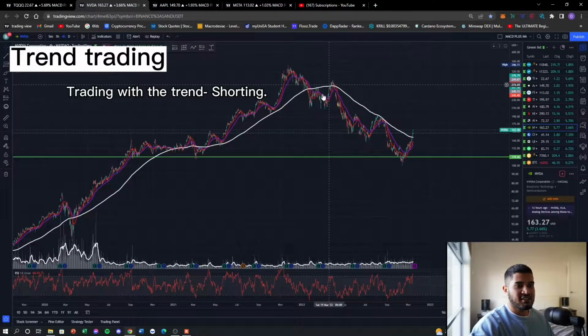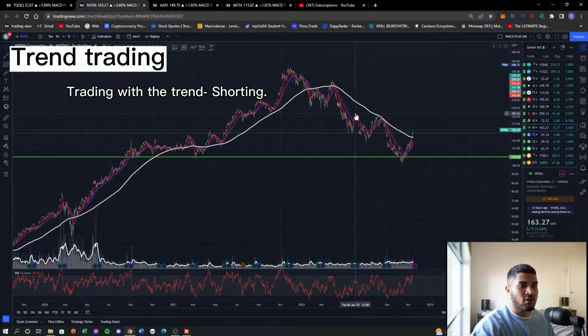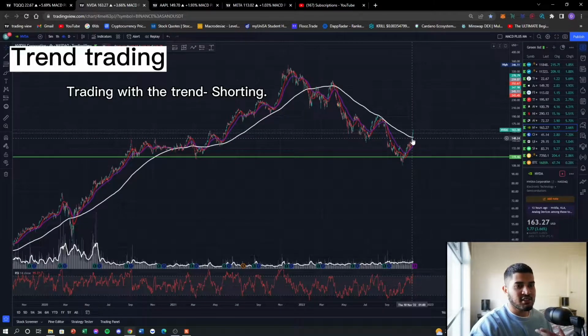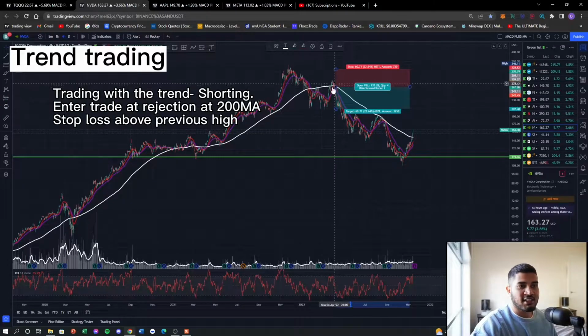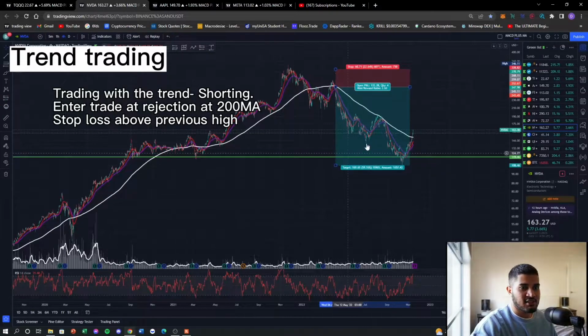We can clearly see it put in a lower high over here, put in a lower low, lower high, lower low, lower high, lower low, which is good. And then somewhere around here, we can see that it basically reversed. It's putting in a higher high over here. So we can enter our short position somewhere around here because we can see that the 200 MA acted as a resistance point.